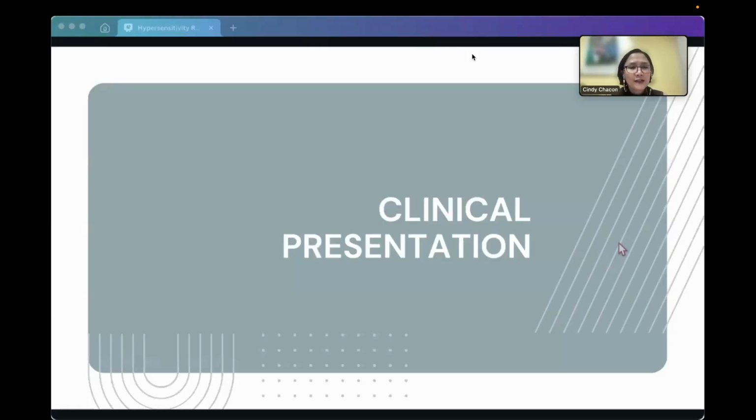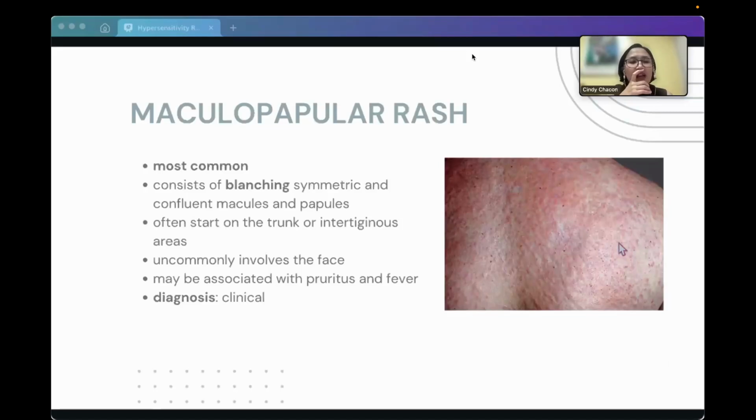So what are the clinical presentations of adverse drug reactions? First, you have the maculopapular rash. Maculopapular rashes are morbilliform or maculopapular eruptions. These are the most common manifestations of drug-induced reactions. So as the name implies, it consists of blanching, symmetric and confluent macules and papules.